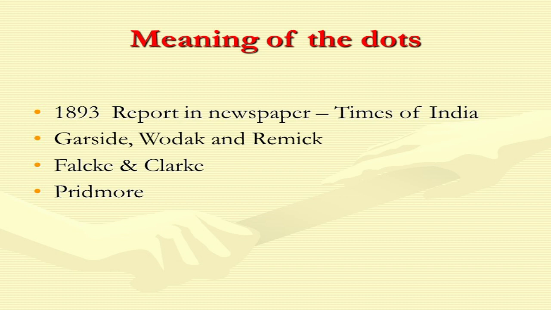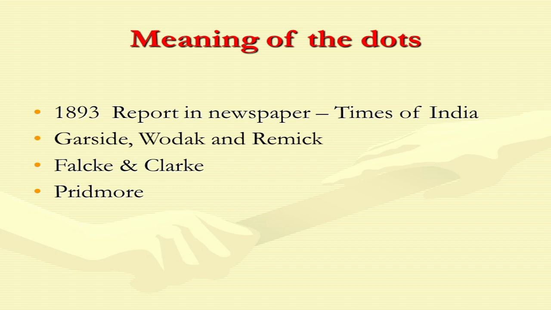They were produced in the Bombay Mint, and the dots were a dating system, because bear in mind all the coins dated 1862. Somebody in the Bombay Mint had put dots on to date the coins. And then these people, Garside, Wodak and Remick, whose names you'll recognise as very famous collectors, followed this up and started looking for coins with dots on to try and work out what this dot dating meant.